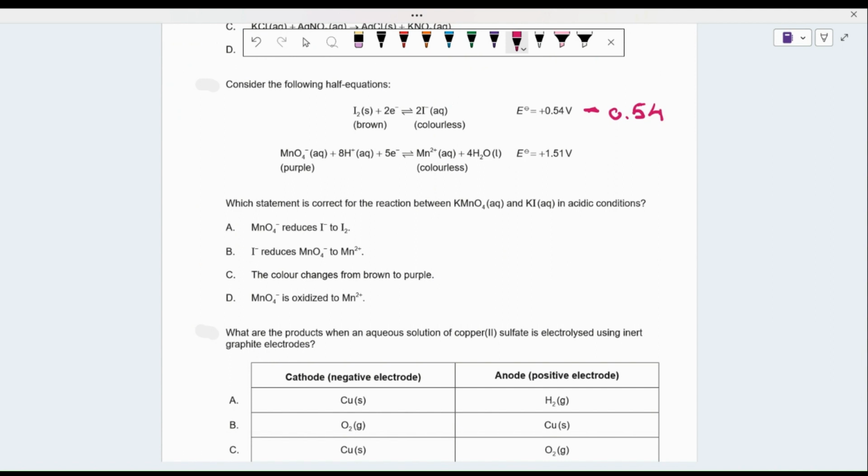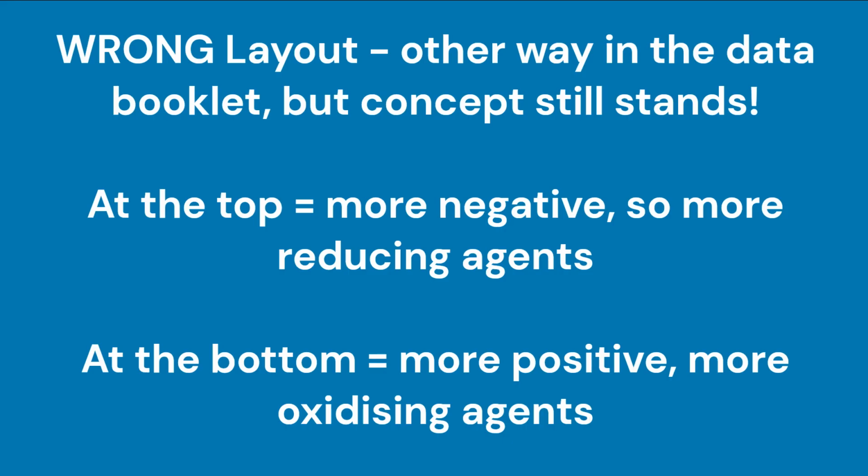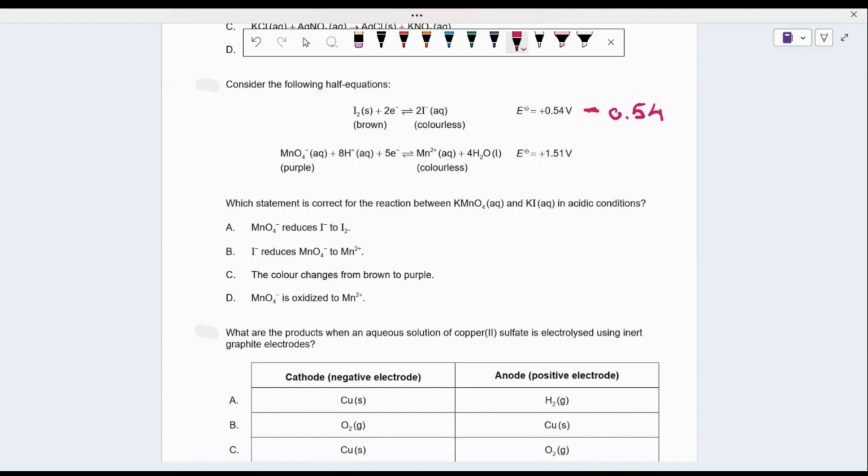Now, the more positive value is the oxidizing agent. If you think of your table 24, at the very top you have the more oxidizing agents, at the very bottom the more reducing agents. At the very top you have the most positive, at the very bottom the more negative. So that means our manganate, that will be the oxidizing agent. So manganate therefore cannot be reducing anything. So it can't be A.